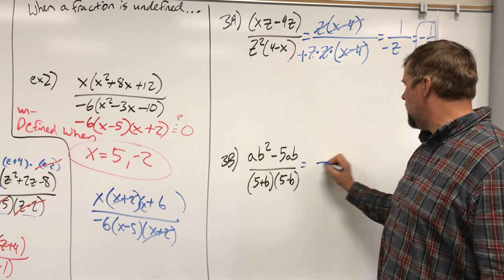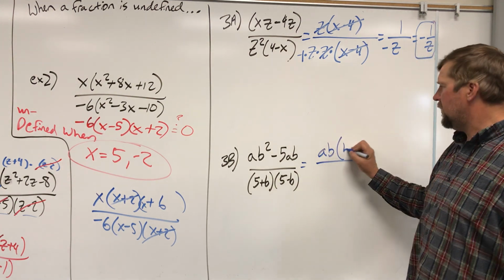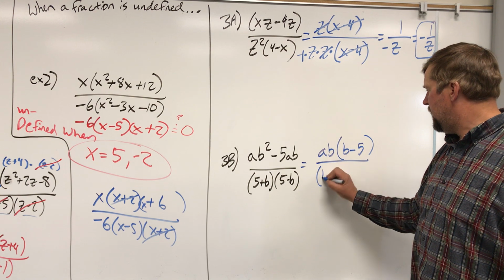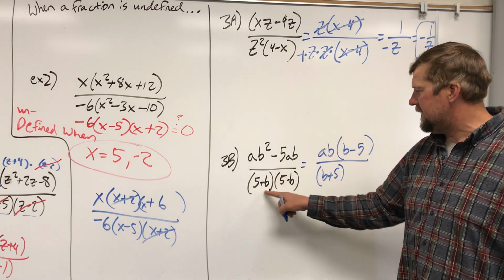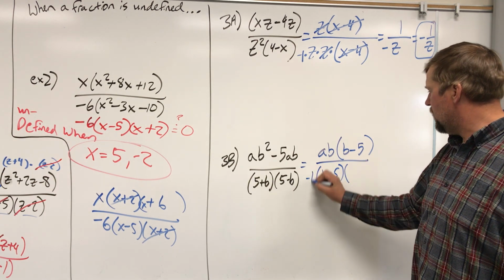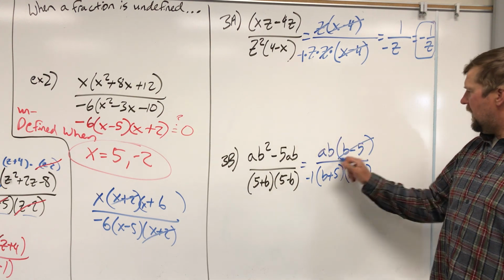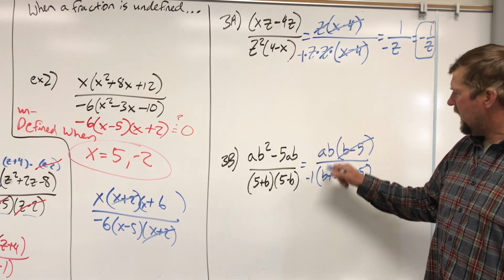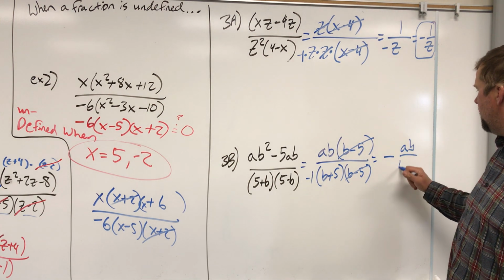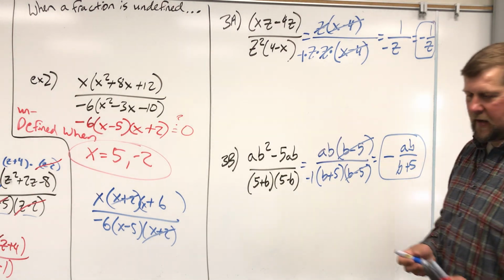Okay, this one we have, take out an AB. We are left with a B minus 5. This one we have a B plus 5. I switched it around and it doesn't matter. I mean, 5 plus B is the same as B plus 5. This one I'm going to take out a negative 1 and make that a B minus 5. Now these cancel out. The B's don't cancel, so that stays the way they are. So it'd be a negative AB over B plus 5. And that is example 3.